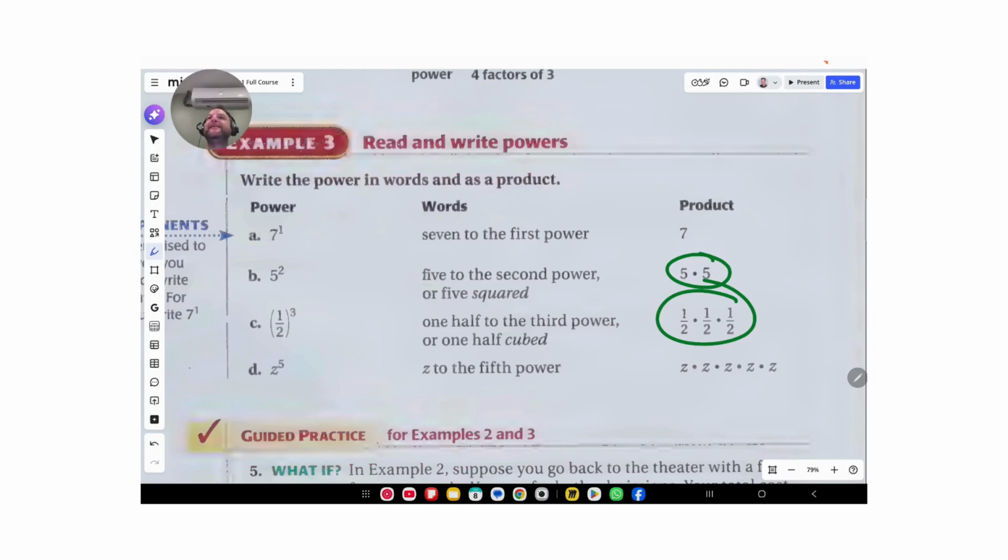What about D? D is our variable, with an exponent. Z to the 5th power. So we can use variables as bases as well. The exponent still tells us how many times that base number, whatever it represents, would repeat itself. So in other words, it's Z times Z times Z times Z times Z, 5 times. Z to the 5th power. So yes, we can think of that in variables as well, not just integers.